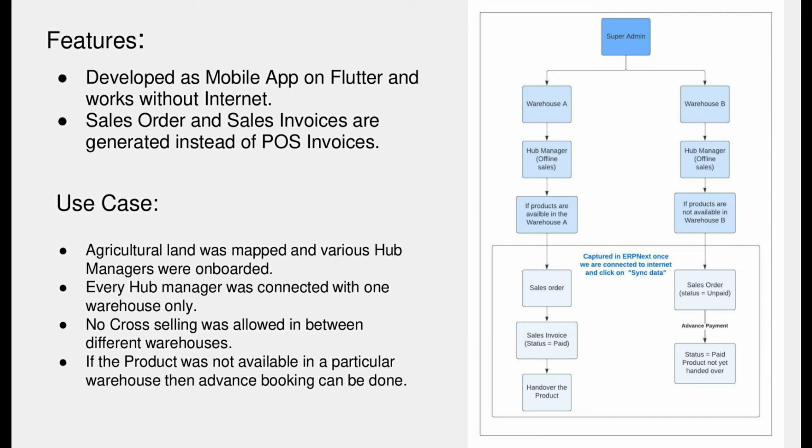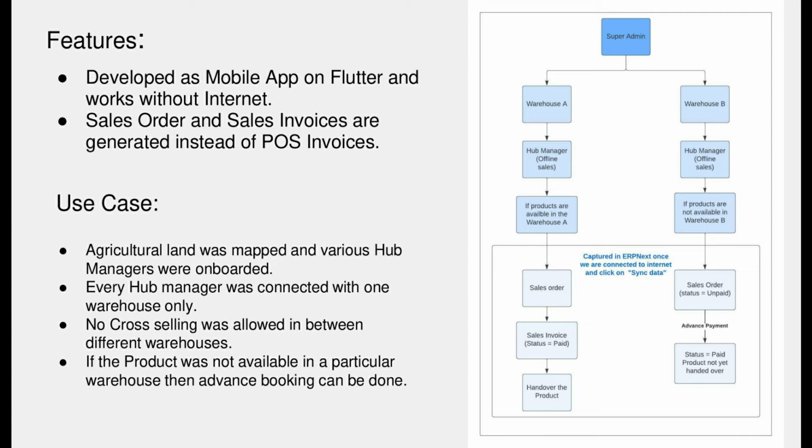Every hub manager was connected with only one warehouse. The reason for this I'll explain with the diagram on the right side. No cross-selling was allowed. Suppose one hub manager is connected with warehouse A, he will not be allowed to sell items from warehouse B, because right now they don't have any internet to update the stock, so the hub manager will not have any idea about the items available in other warehouses, right? So no cross-selling was allowed.